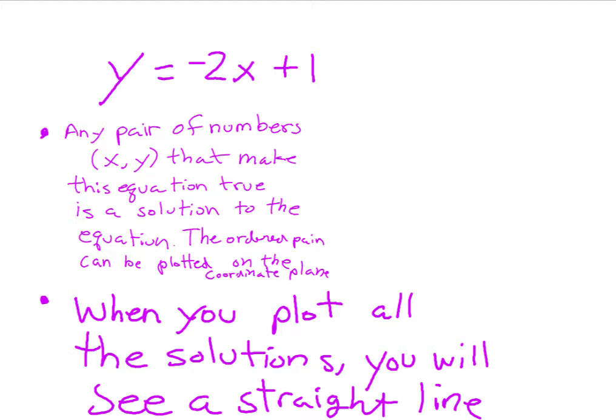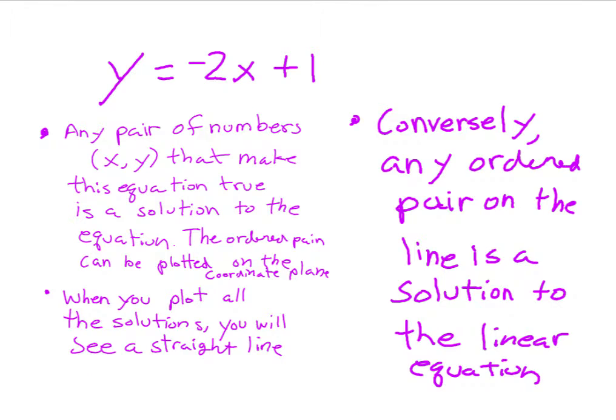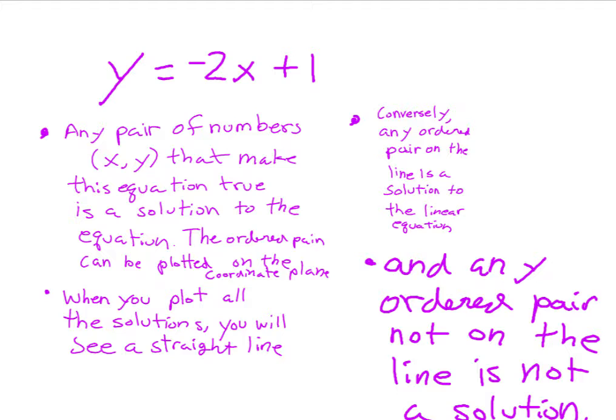In addition, when you plot all the solutions to y equals negative 2x plus 1, you will see a straight line. Conversely, any ordered pair on the line is a solution to the linear equation. And of course, any ordered pair that is not on the line is not a solution to the linear equation. That's how solutions to linear equations work.